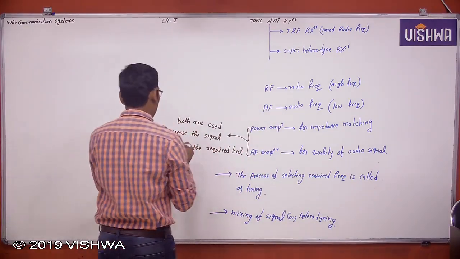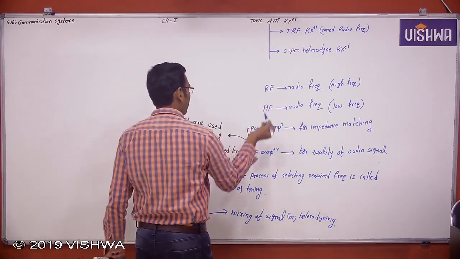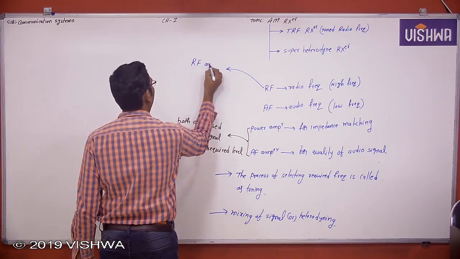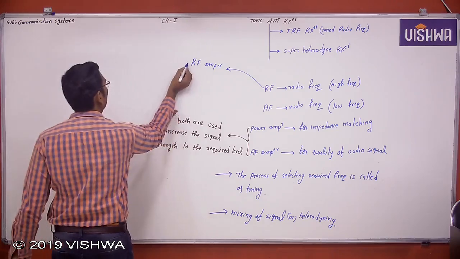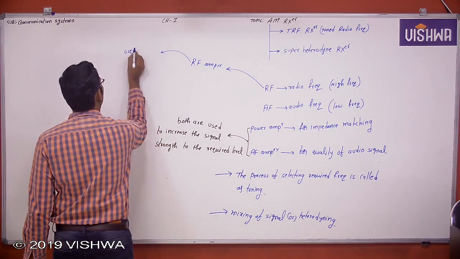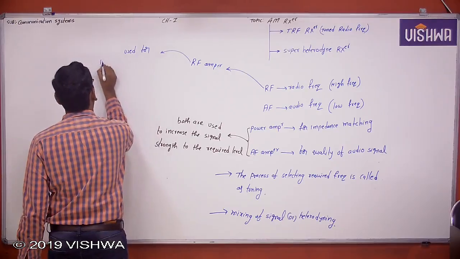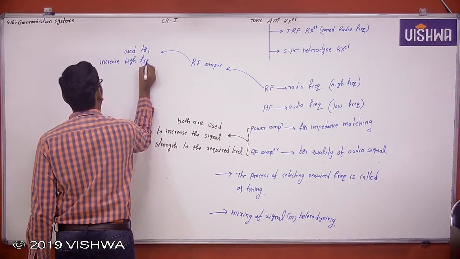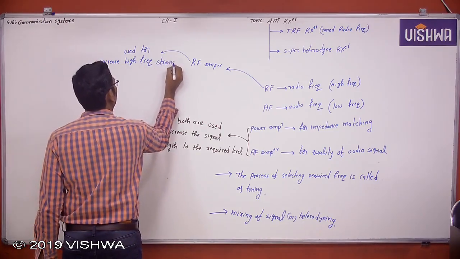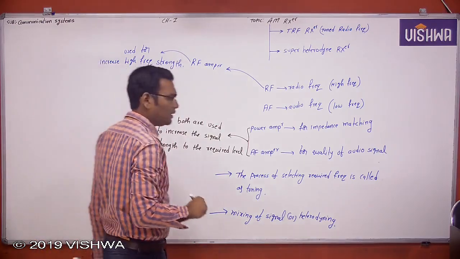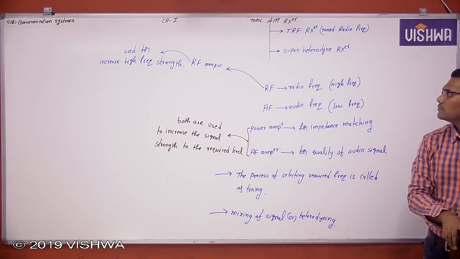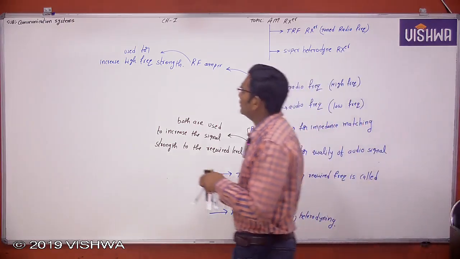Now here is one more amplifier, the RF amplifier. What is the purpose of this RF amplifier? This RF amplifier is used to increase the high frequency signal strength, because this is a high frequency signal. Clear or not? Okay, right?